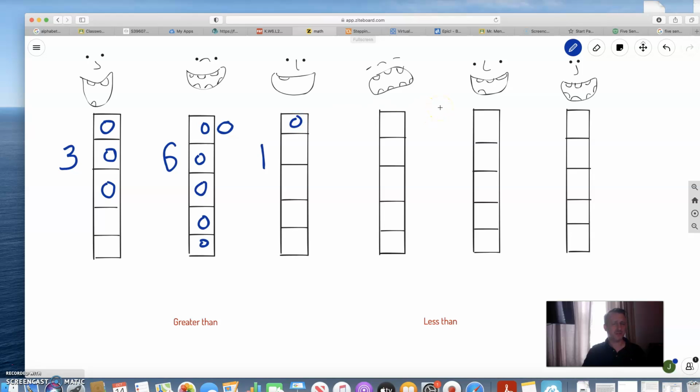It's pretty easy, isn't it, boys and girls? Is 1 less than or greater than 5? I see a bunch of empty spots. So that looks like it's less than 5.